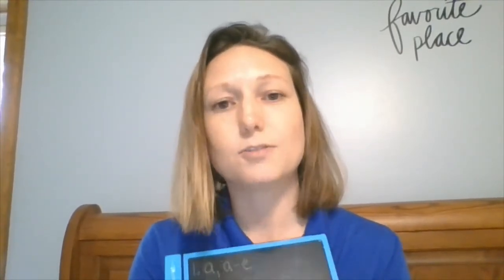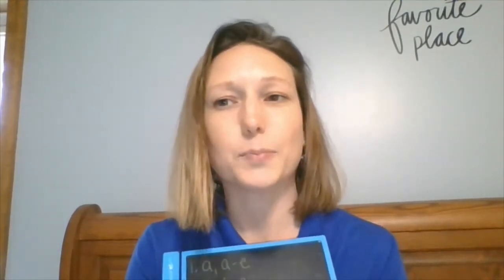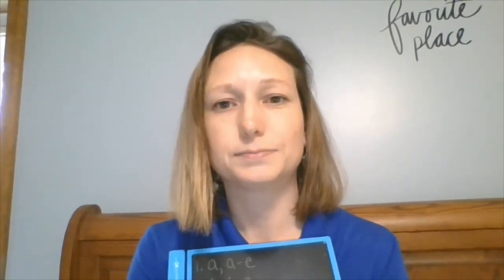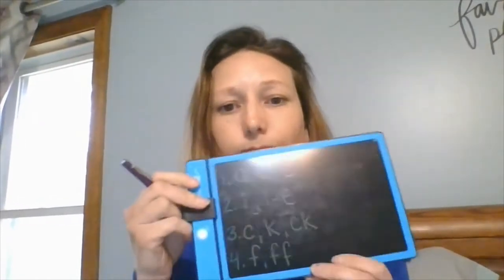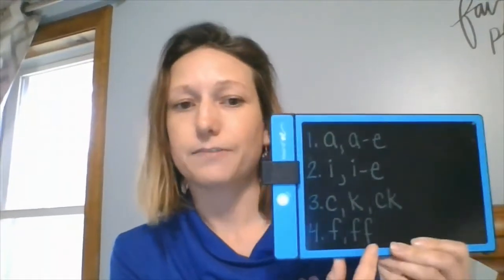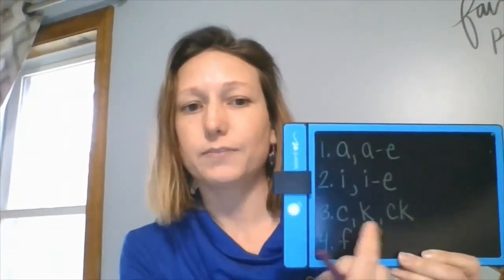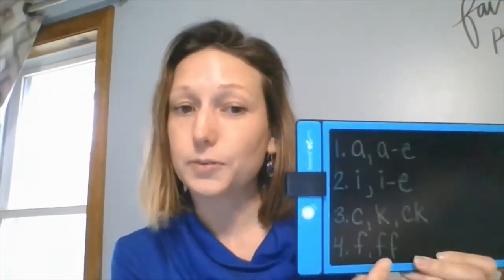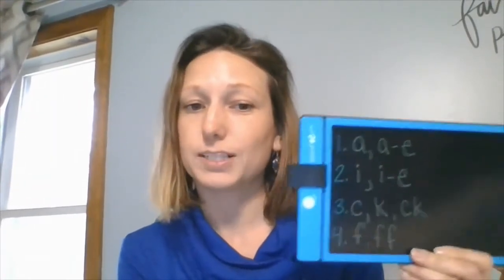Number 4, 2 ways to write F. Think about our rule for that. What 2 ways did you write F? You should have F or F. Remember, we use 2 F's at the end of a single closed syllable ending in F. We're going to double that F.